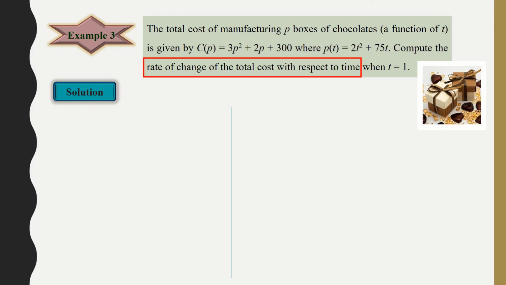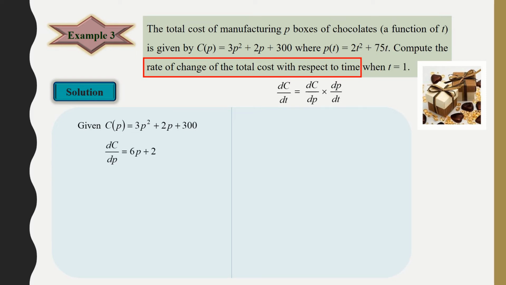The question asks to find the rate of change of the total cost with respect to time, where the total cost is represented by C. So the rate of change of total cost with respect to time is dC over dt. To find dC over dt, the chain rule says dC over dt equals dC over dp multiplied by dp over dt. So we need to find dC over dp and dp over dt. From C in terms of p equals 3p squared plus 2p plus 300, we differentiate, and we get dC over dp is 6p plus 2.